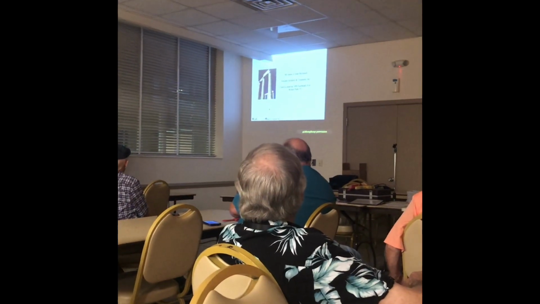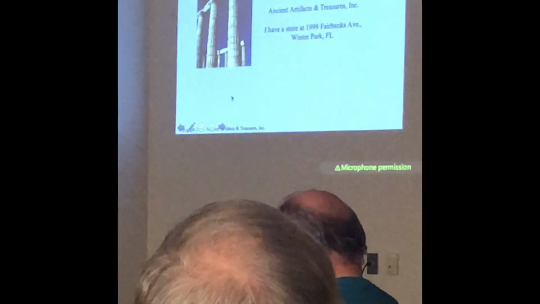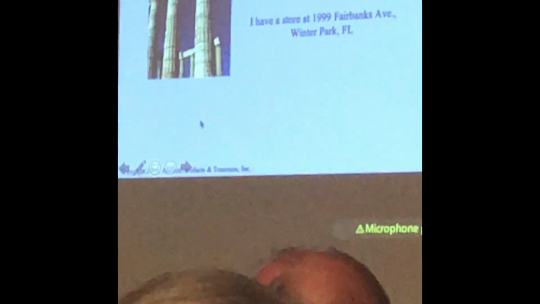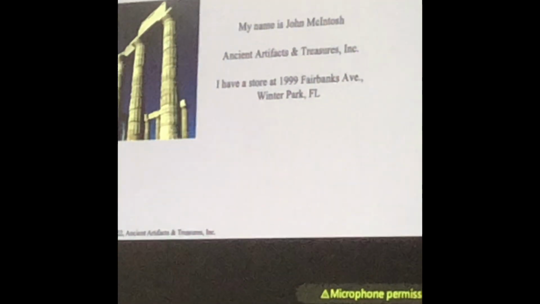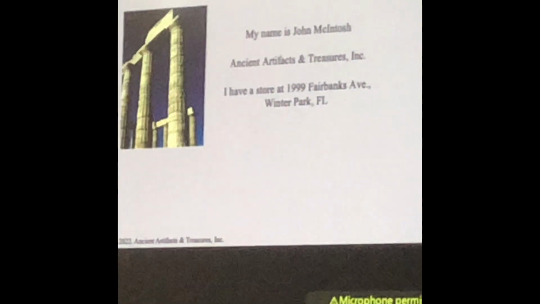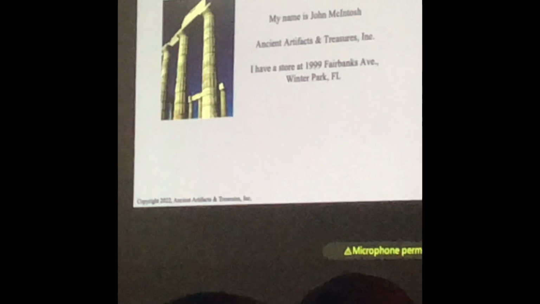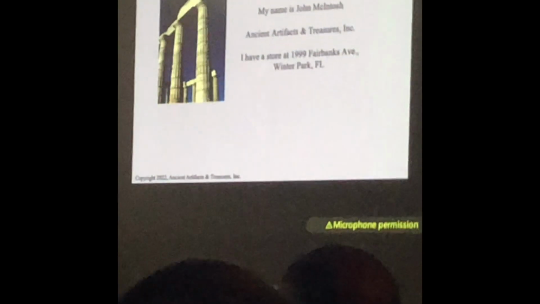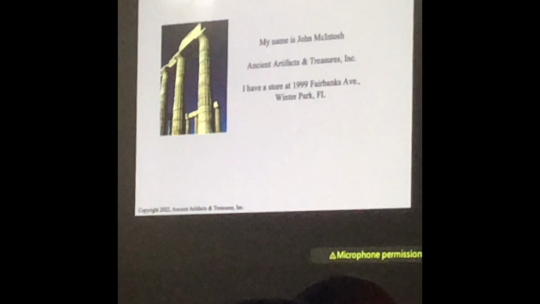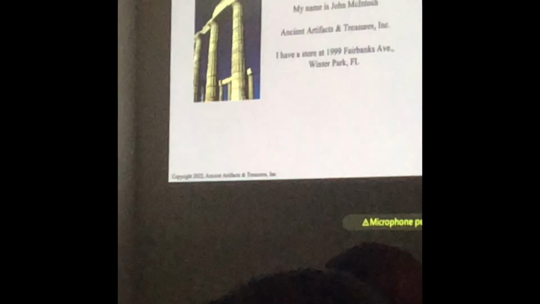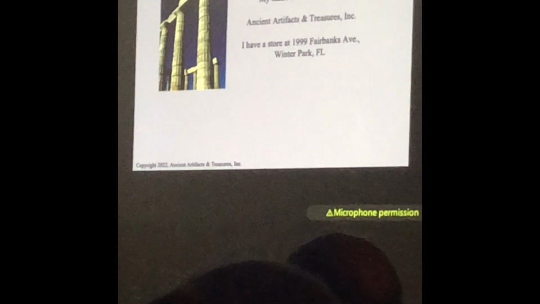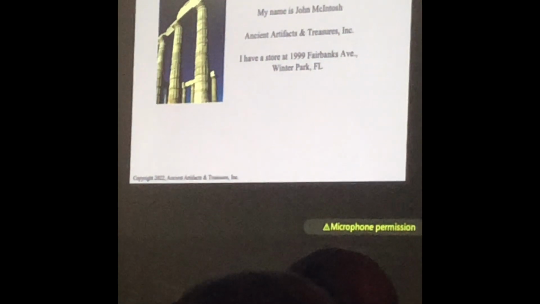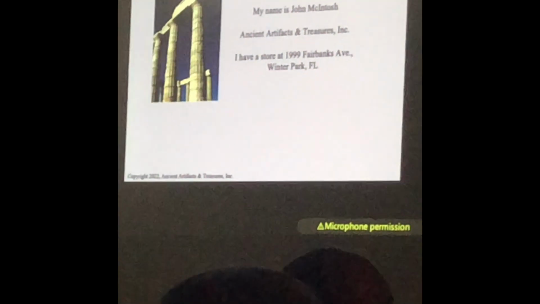My name's John McIntosh. I've got a store, Ancient Artifacts and Treasures, over on Fairbanks. Been there over 22 and a half years now. The store is all about history. I have man-made or nature-made, so I've got a lot of Greek, Roman, Egyptian, pre-Columbian, Chinese, Native American artifacts. And then I have minerals, crystals, fossils, and meteorites. In fact, I have a 13-egg dinosaur nest in my store right now. Just all sorts of neat stuff.